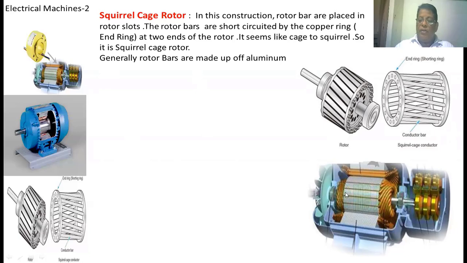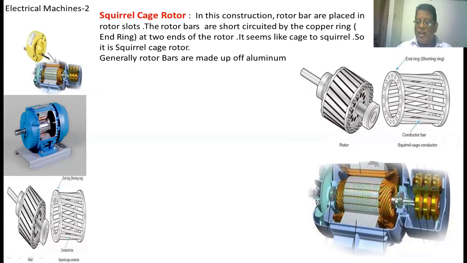In the slip ring rotor also, the rotor core is a cylindrical body. The outer periphery is slotted to keep the three-phase winding, which is similar to the stator winding. So this is the three-phase winding. This is the rotor core. The three-phase winding is connected in star, and the rotor core is placed on the shaft.